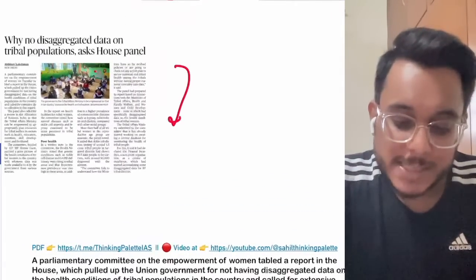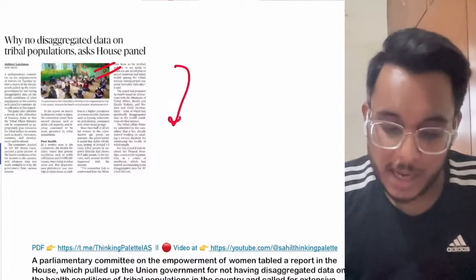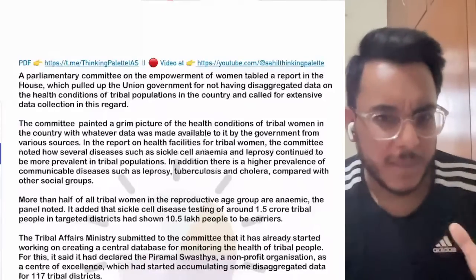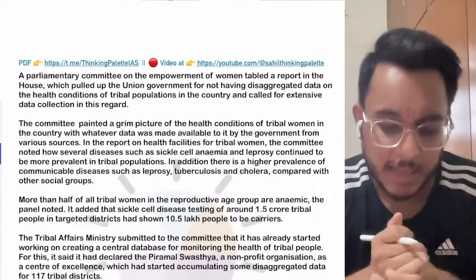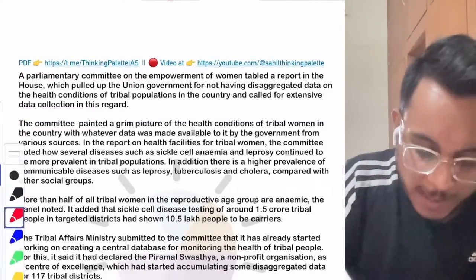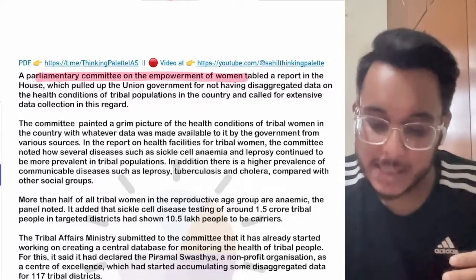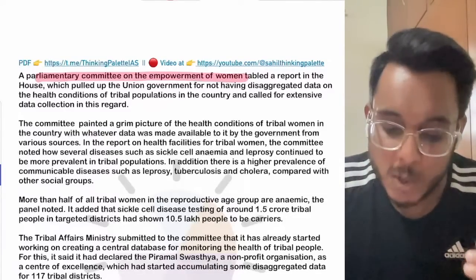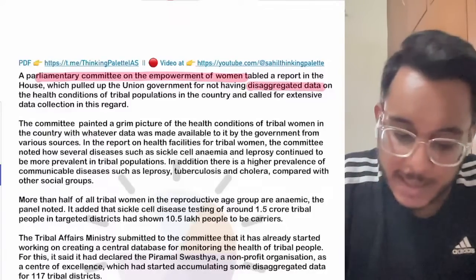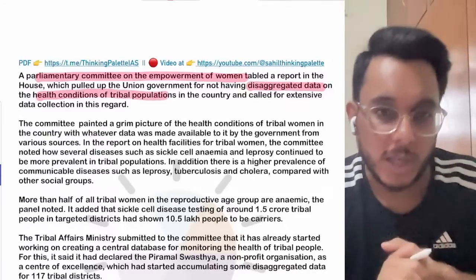Now, why no disaggregated data on tribal population? Asks House panel. So, guys, much important substance is not there in this article. Basically, a parliamentary committee on the empowerment of women has asked the government why you don't have disaggregated data on the health condition of the tribal population.